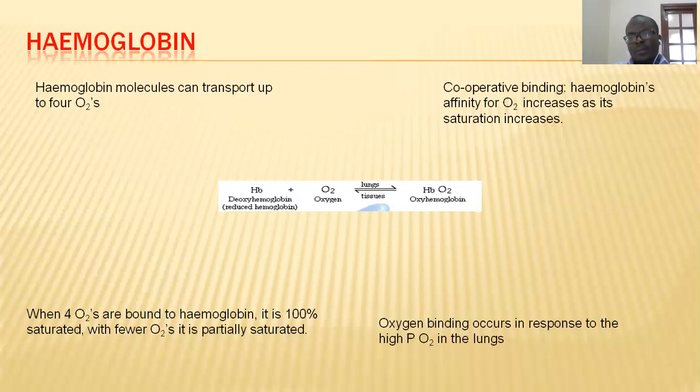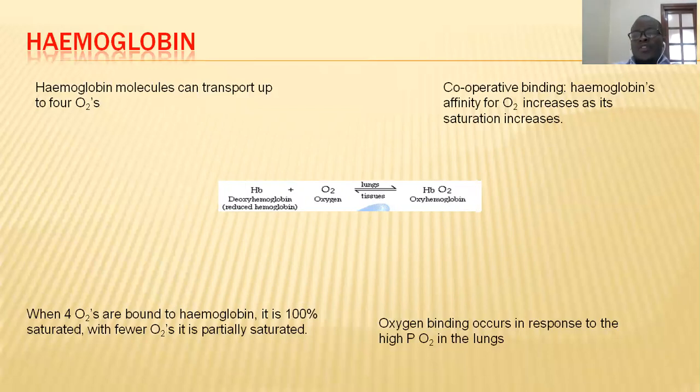For instance, I've already told you that for the heme group to interact with oxygen, or to bind with oxygen, it needs to be in ferrous state. So once it's in ferric state, oxygen can't bind.